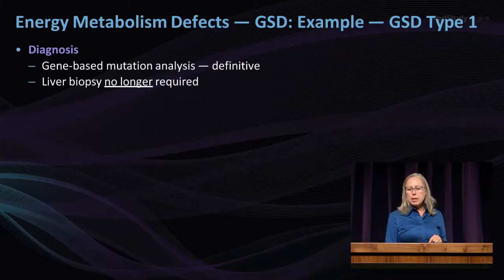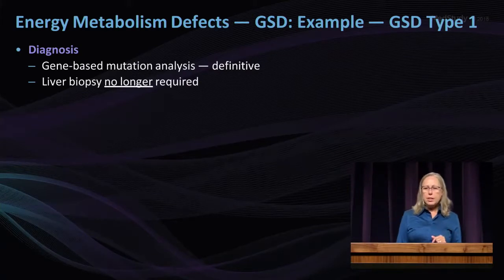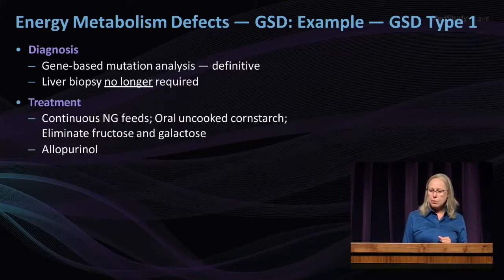We now do a gene-based mutational analysis for definitive diagnosis. We used to have to do a liver biopsy, but we don't have to do that anymore. We will give them continuous NG feeds once they're able to eat and tolerate it, giving them uncooked cornstarch, and eliminate fructose and galactose from the diet. We also give them allopurinol to help with the uric acid.